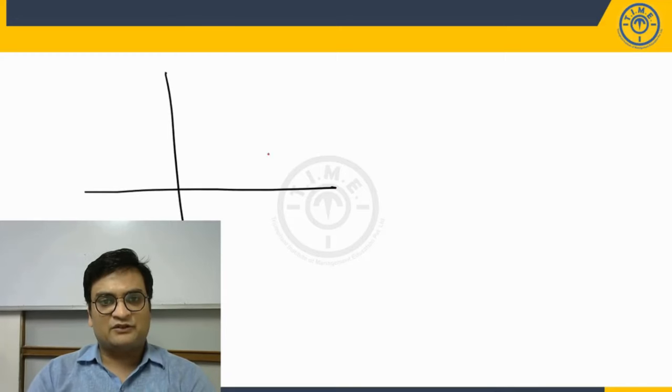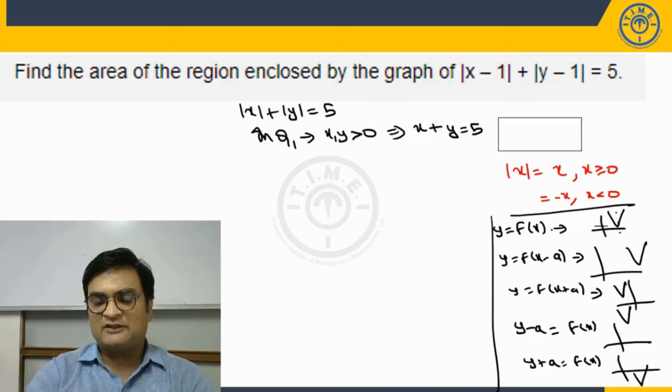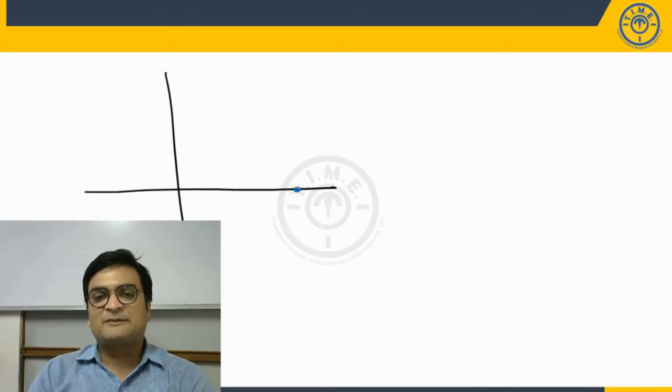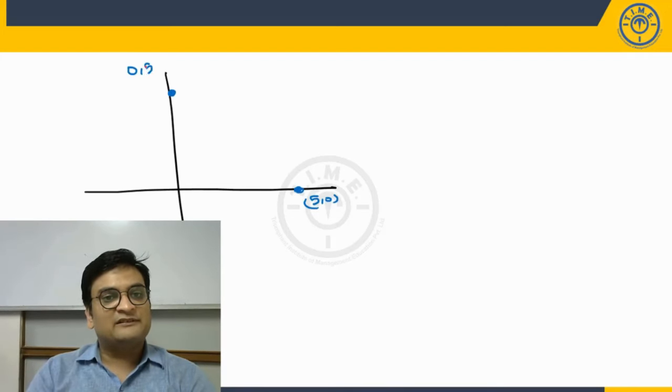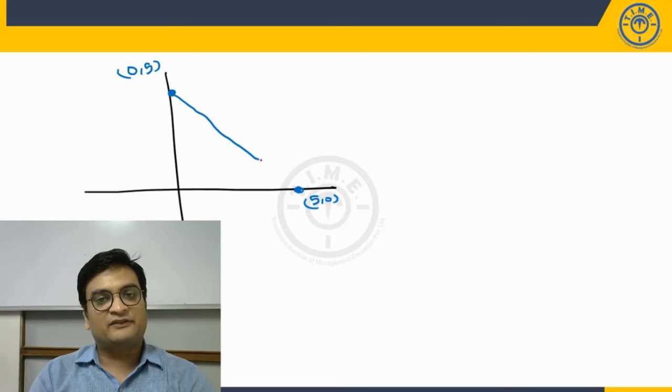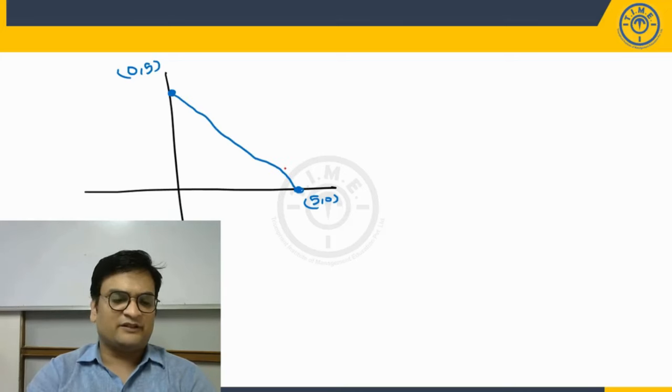Here in the first quadrant, both x and y are positive, so the curve will become x plus y equal to 5, and by the way, x plus y equal to 5 will look like this. It's a straight line which passes through (5, 0) and (0, 5). This is your curve in the first quadrant.